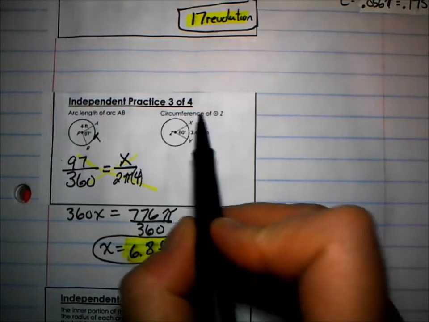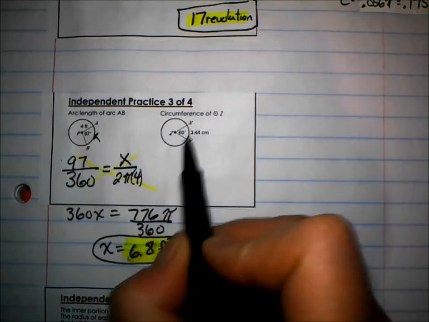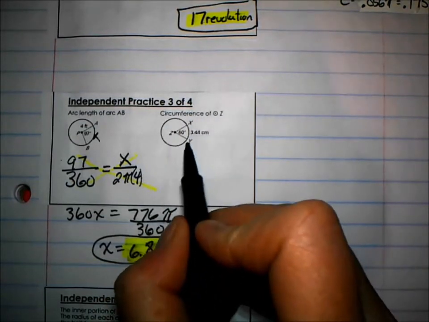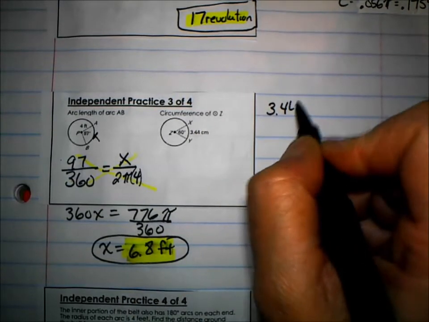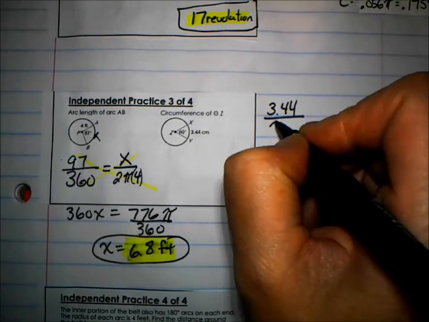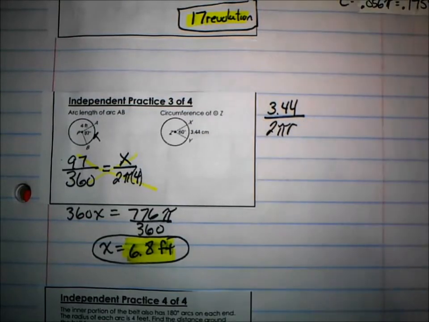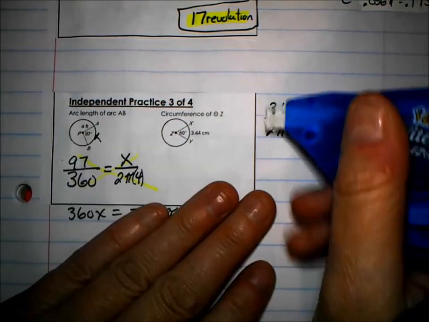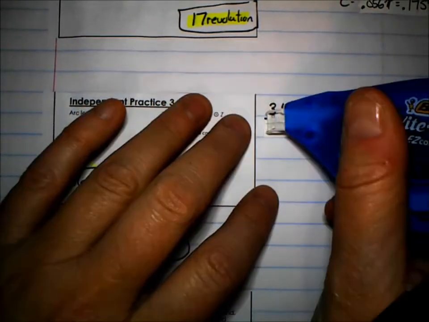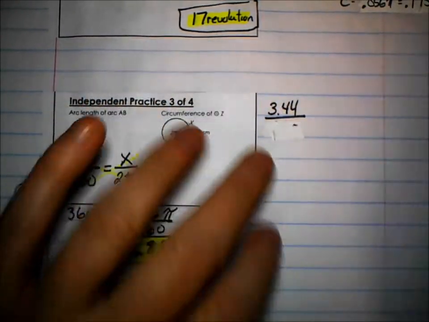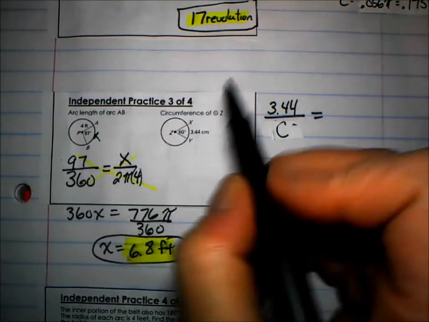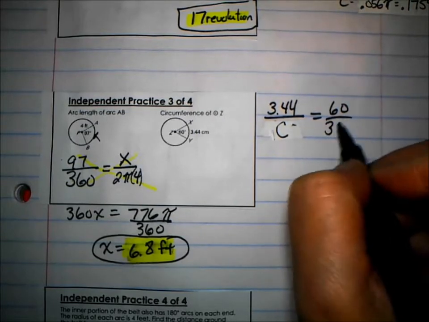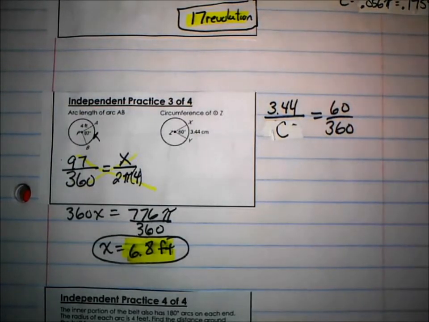Alright, on the second part it says once we find the circumference of this particular circle. Here they tell me the arc length is 3.44. I need to place it over the circumference formula because that's what I'm actually looking for. And actually, since I'm looking for the circumference, I don't even need this formula. I can just actually put a C on that one. Equals, and now I need my degree measure, which is 60 over 360.